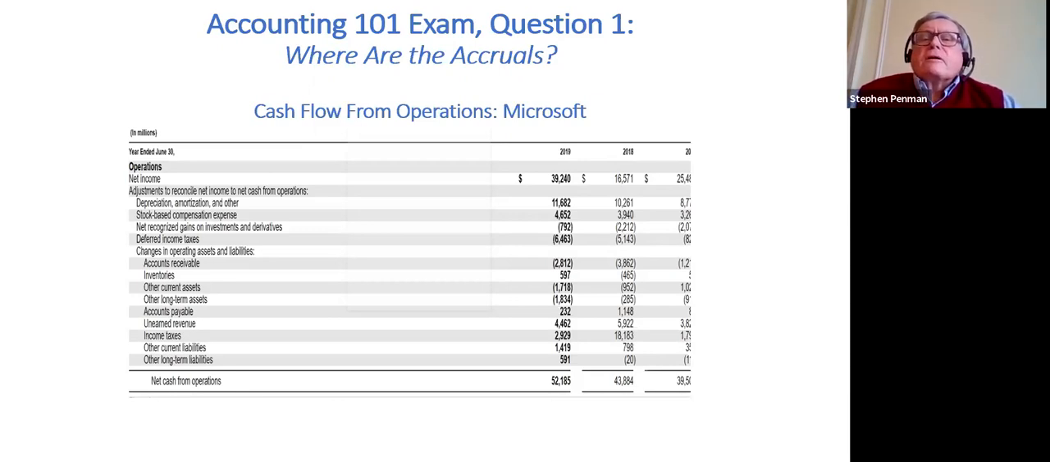Here's the cash flow statement for Microsoft for 2019. It's a standard cash flow statement where you start with net income and get the difference between net income and cash from operations. The first question is, where are the accruals? The research says the accruals are all these items between net income and cash flows from operations. That is the basic point that we make in this paper: these are not the accruals.